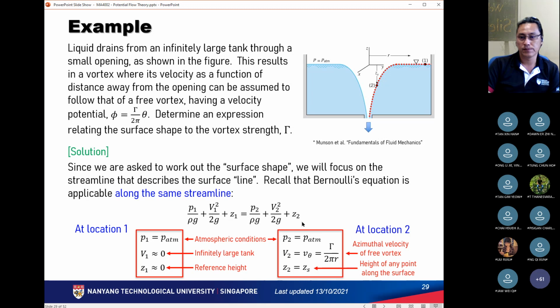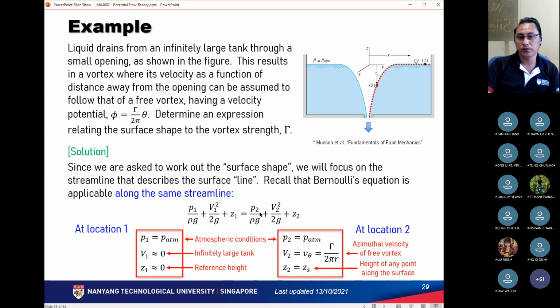Okay. So based on Bernoulli's equation, if we do an energy balance, we can write P1 divided by rho g. That means static pressure at point 1, plus v1 squared divided by 2g. v1 will be the velocity along the surface, plus z1. z1 will be the height at point 1.